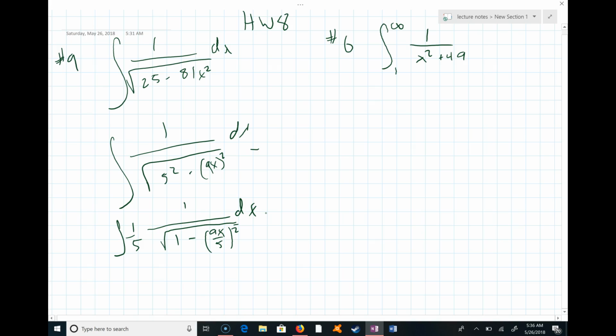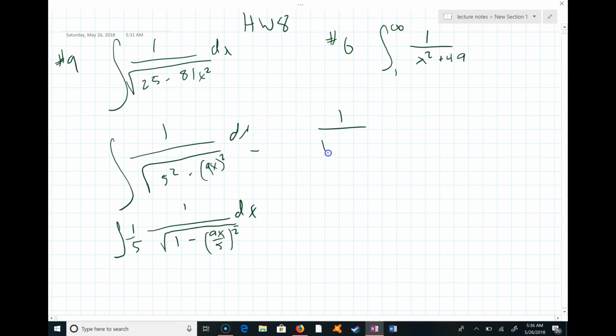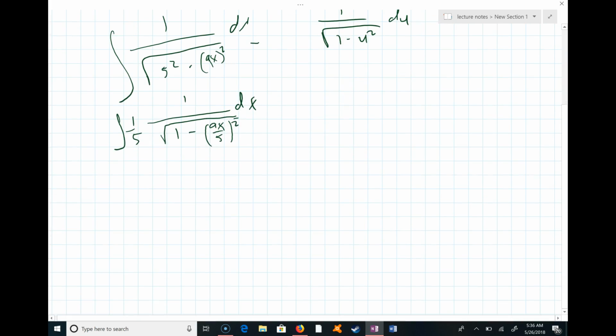And again, the derivative for arc sine is 1 over the square root of 1 minus, we could say, u squared du. So that looks very similar to that. That means that if we integrate that, we're going to get arc sine of 9x over 5.